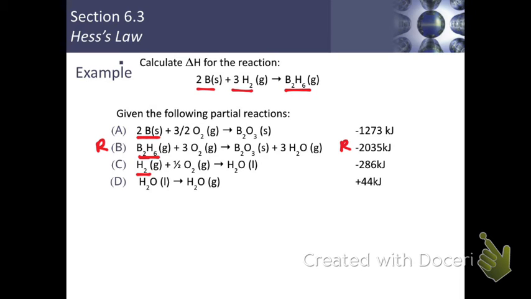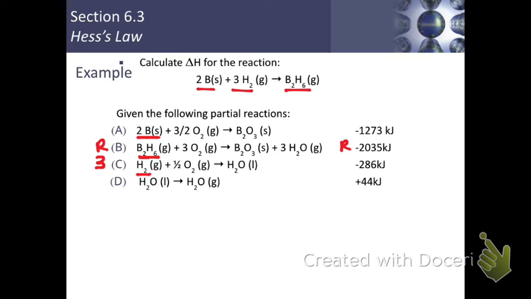Okay. This went from H2O liquid to H2O gas. Okay, so what happened? There's something else we need to do. We have to multiply H2. Okay, we need to multiply reaction C by what? Three. By three. Okay, because I need three H2s.